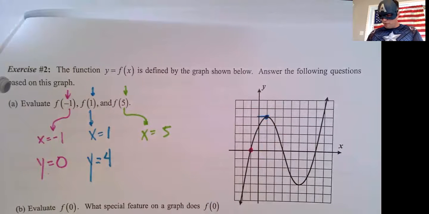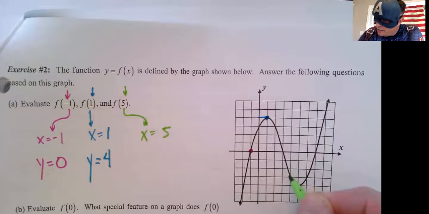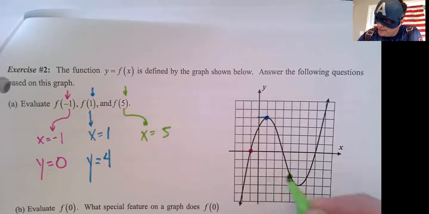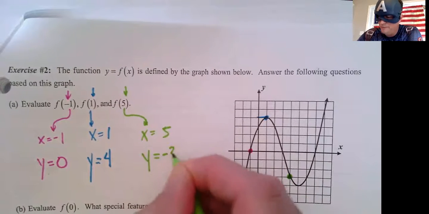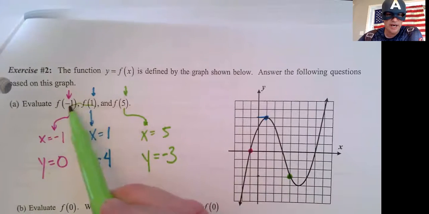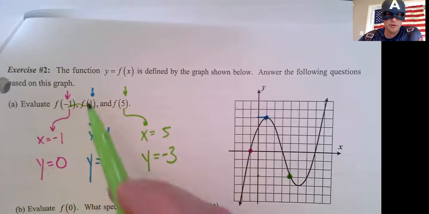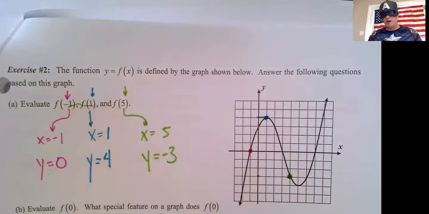For our last one, we're looking at what happens if x is equal to 5. If our input value is 5, that's here. We go down to the graph right there, and that is our point where x is equal to 5. Let's go all the way over to the side and see. That is at y equals -3. So the output values in these cases are our y values. f of -1 is 0, f of 1 is 4, and f of 5 is -3. That's how we look at the graph to figure those out.